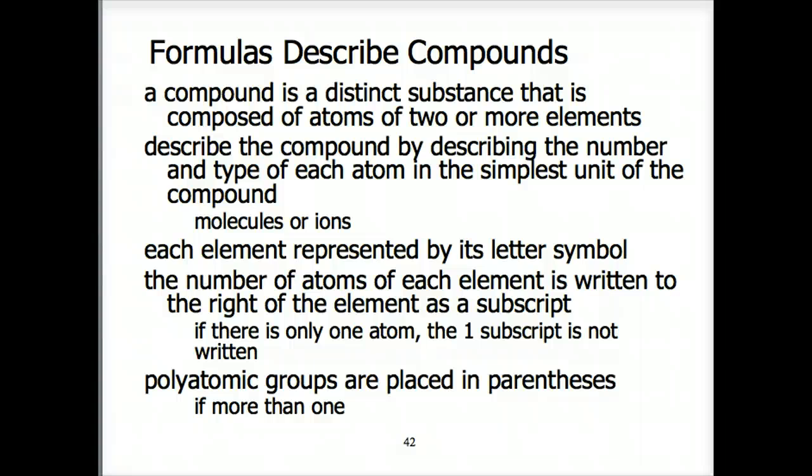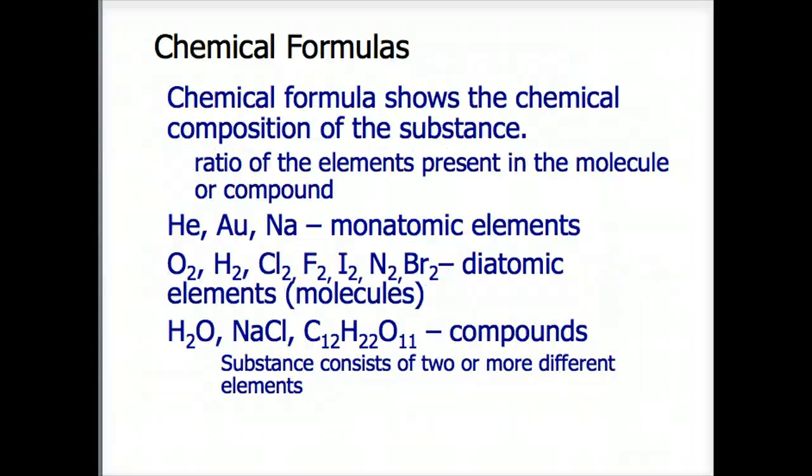You have a sheet in the materials of your common ions. So we write chemical formulas to show how all atoms and molecules combine. They show the total chemical structure of the substance. Helium, gold, and sodium, that would be a monatomic element. You can actually have helium, gold, or sodium around. Some elements exist as diatomic, meaning two atoms in a molecule. Oxygen, hydrogen, chlorine, fluorine, iodine, nitrogen, and bromine exist as diatomics. Everything else on here are compounds.